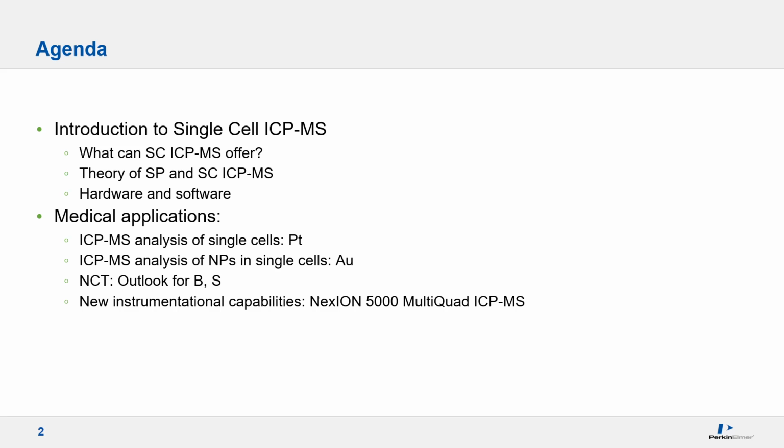Then I want to move on to the medical applications. So I have a number of examples there. It's the single cell ICP-MS analysis for platinum. So that would be a reagent which would be accumulating in the cells, a platinum-based reagent, and we would analyze the content of platinum in the single cells to measure its distribution.